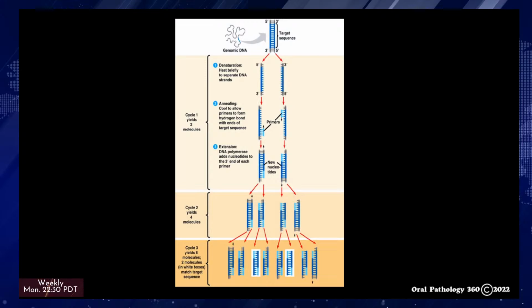This pictograph shows the diagrammatic representation of the process. In a typical PCR reaction, the cycle is repeated 25 to 40 times and takes approximately 2 to 4 hours, depending on the length of DNA needing to be copied.